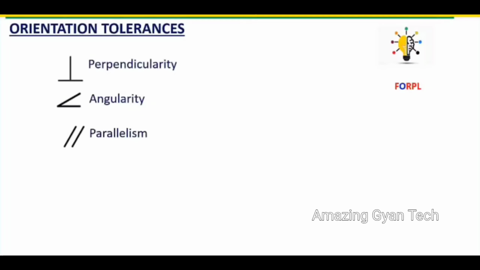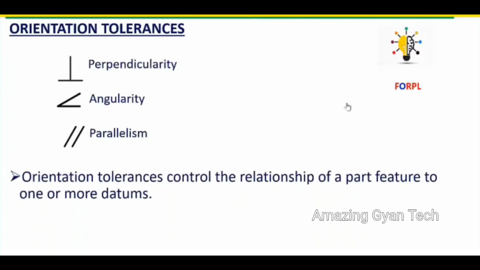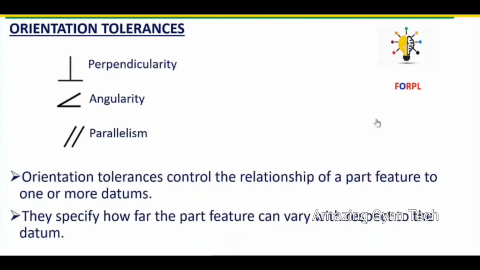After the form tolerance, now we are going to see the orientation tolerance, the second letter O in the FORP. Orientation tolerances control the relationship of a part feature to one or more datums. So the main difference from the form tolerances is that we need a datum reference in this case, because we are going to orient the part with respect to some datum. They specify how far the part feature can vary with respect to the datum. So with respect to one particular datum, the corresponding part feature can vary according to the geometric tolerances.